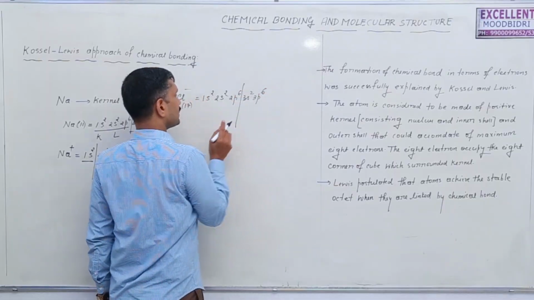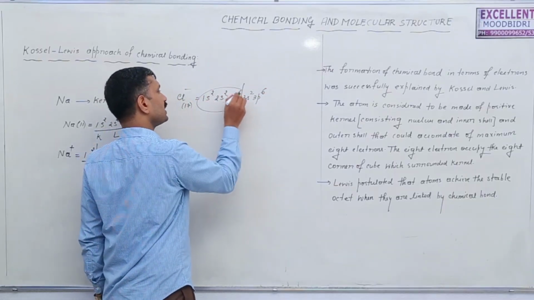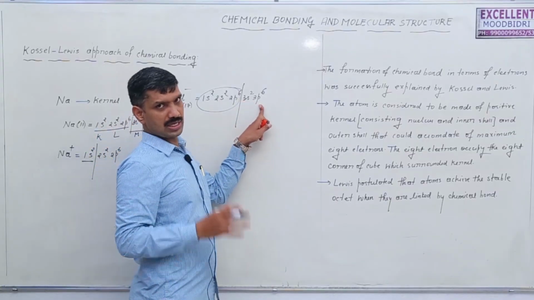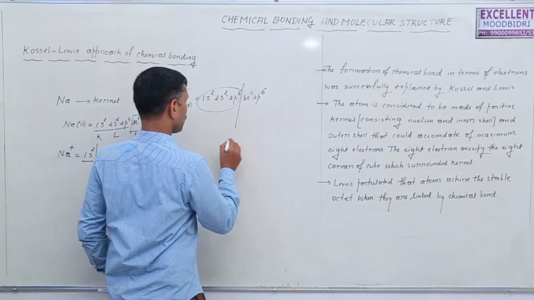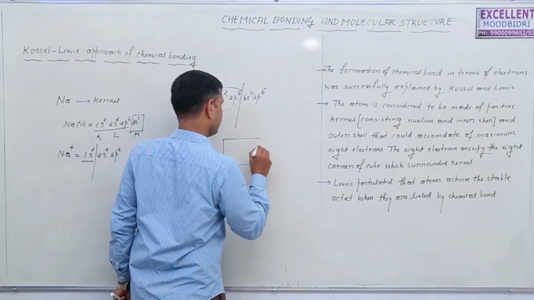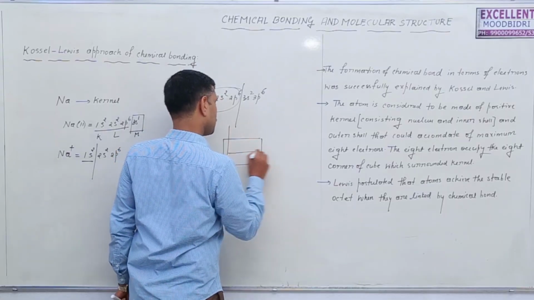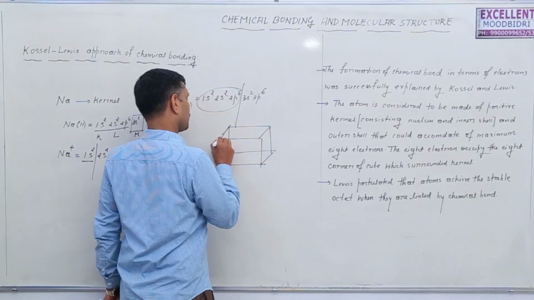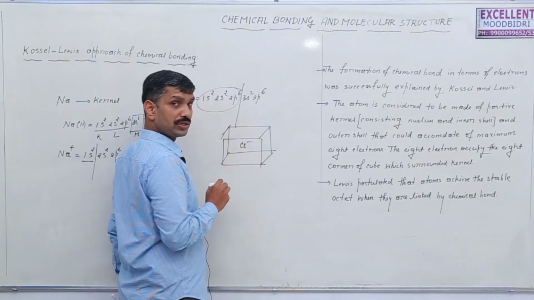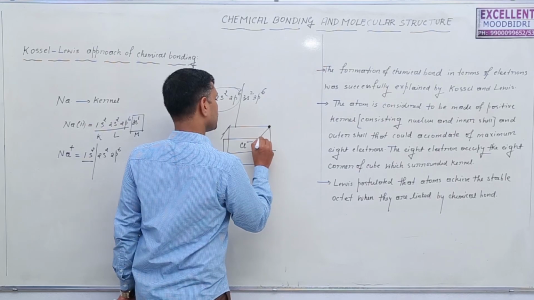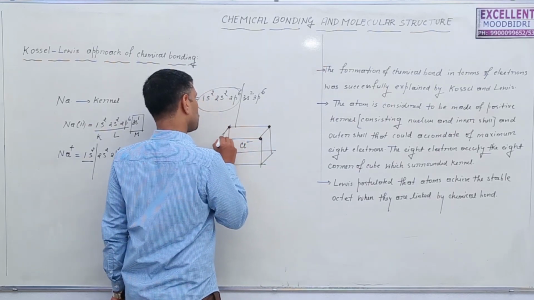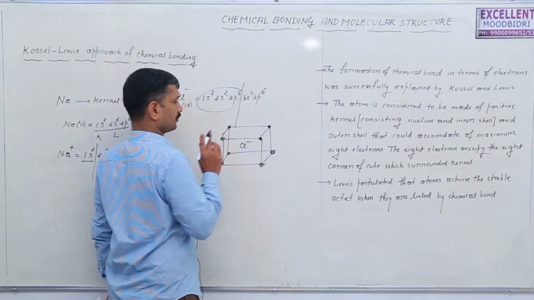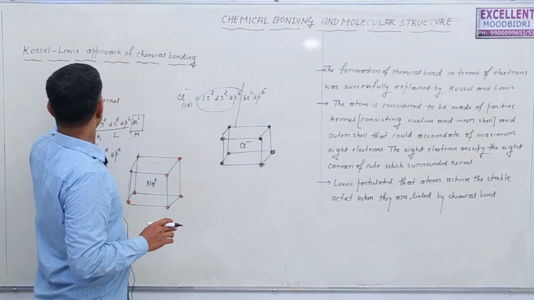So the nucleus plus inner shells is called the kernel, the positive kernel, and the outermost shell contains 8 electrons. Yes, here 8 electrons are present. This is a simple cube. Here I consider a chloride ion. So 8 electrons are present at the 8 corners of the cube. That's why this atom is stable. Okay, this is about the Lewis concept.